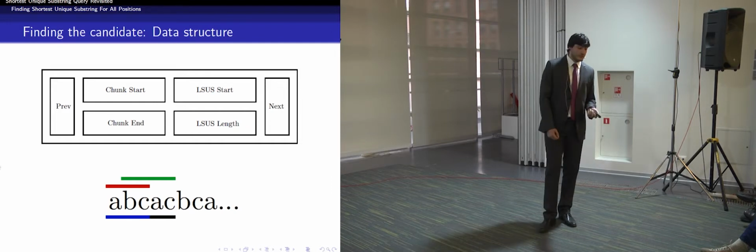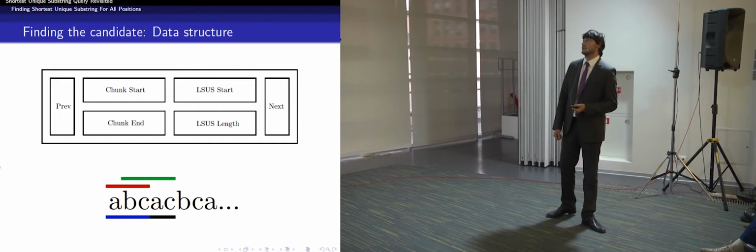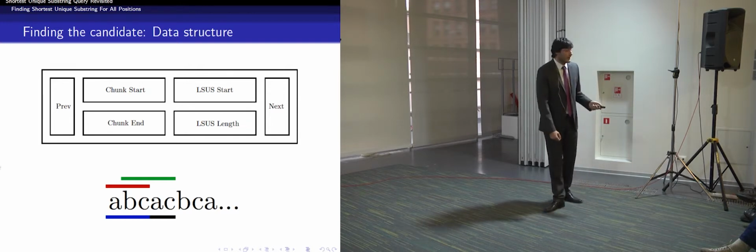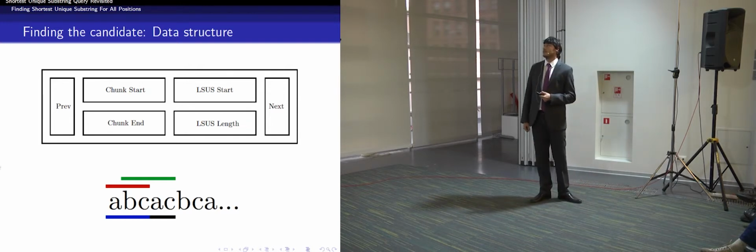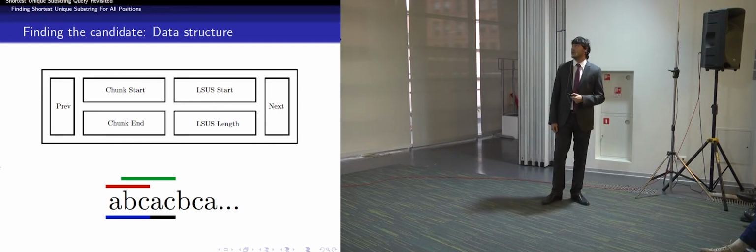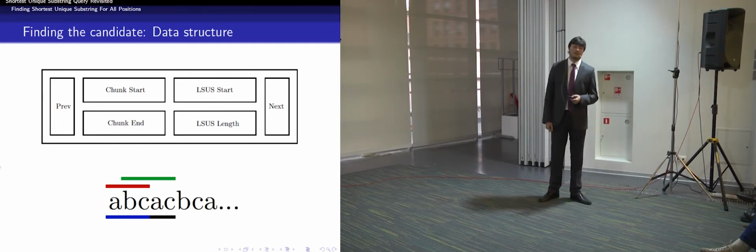To record these chunks and candidates, we are using a doubly linked list, basically. It has pointers to the previous and next nodes, and the fields chunk start, chunk end, LSAS start, and LSAS length.